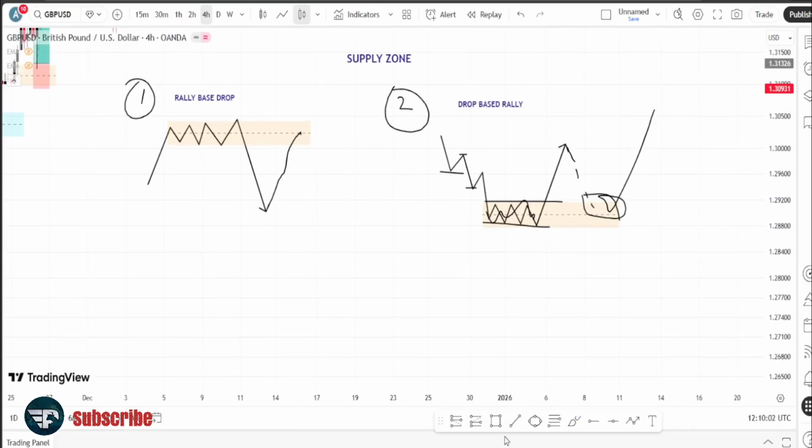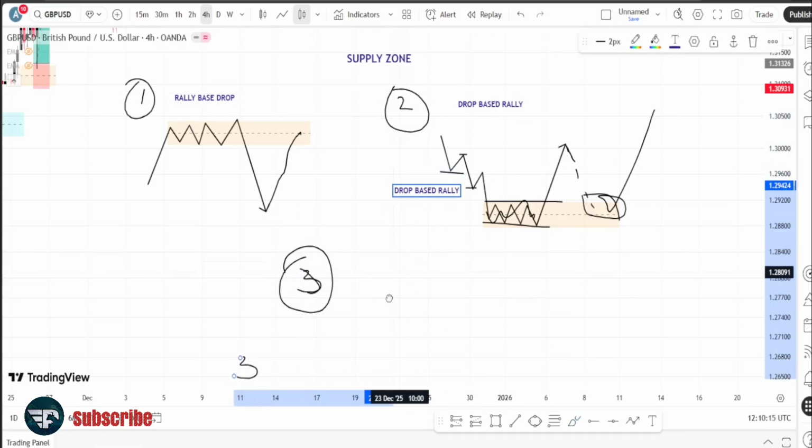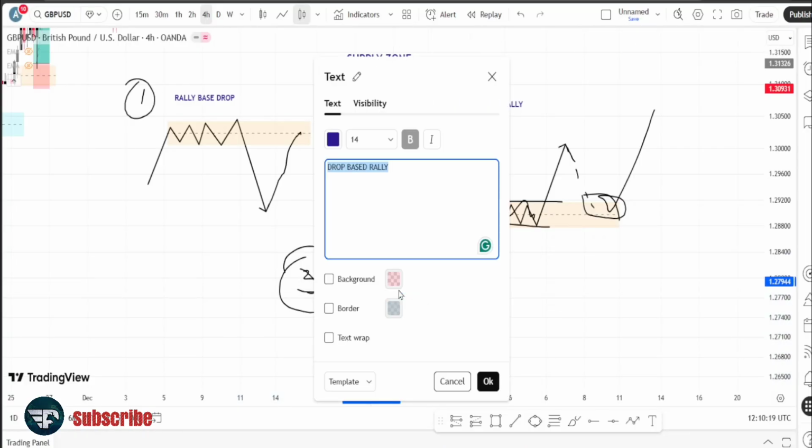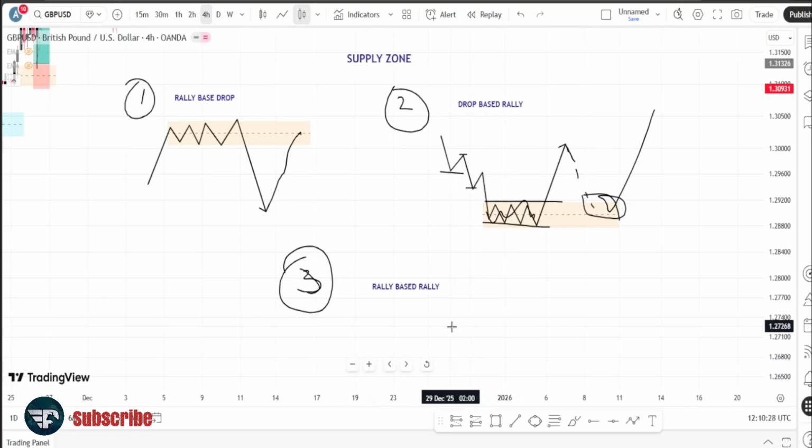The third one is rally base rally. Let me bring that one here. The third one is what we call rally base rally. So let me copy this one and bring it somewhere around here. So we have rally and we have base, rally. This is how to draw it.